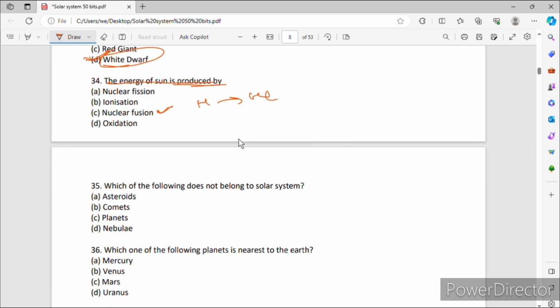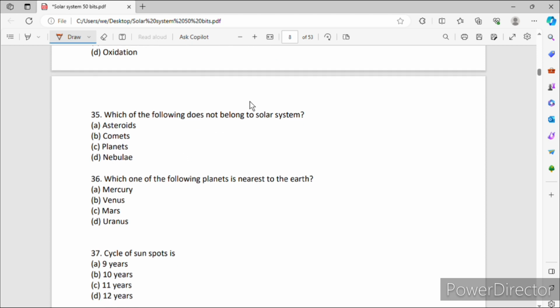Okay, see the next question. Which of the following does not belong to the solar system? Asteroids, comets, planets and nebulae. See, asteroids are related to the solar system, comets are related to the solar system, planets are in the solar system, nebulae, which is the outer space element. Okay? So nebula is simply the interstellar cloud of dust which is in the outer space. So option D is the correct answer.